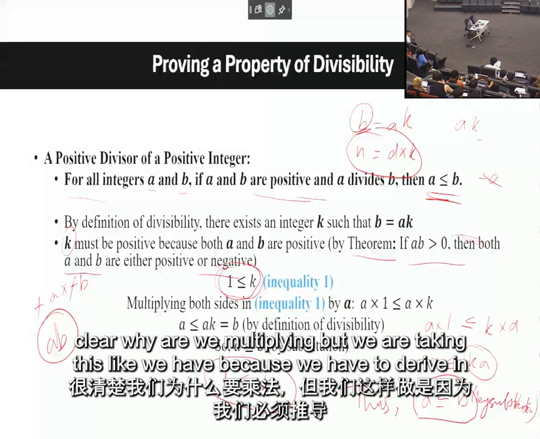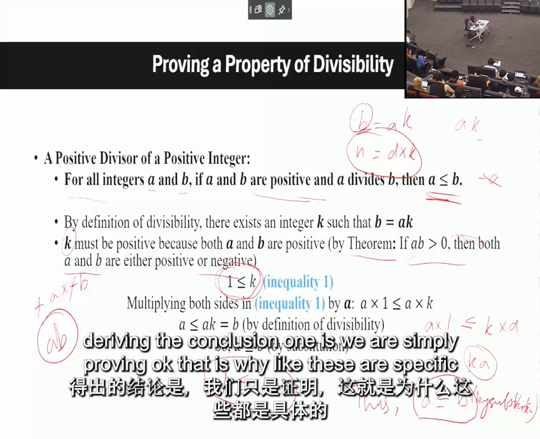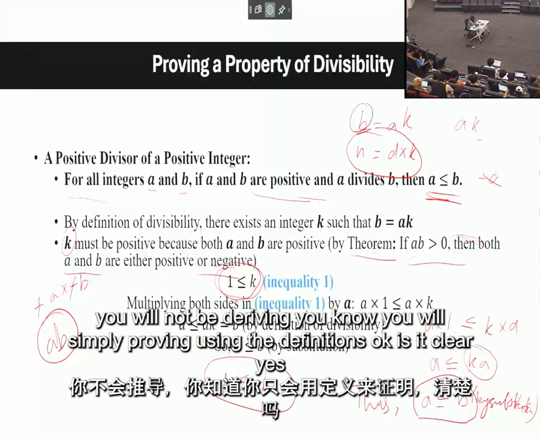Why are we multiplying by a? Because in this particular case, we have to derive. We have two different types of questions. One is where we are deriving the conclusion, and one is where we are simply proving. These are specific cases. We'll have another example in a later topic also. But in your usual tutorial questions, you will not be deriving; you will simply be proving using the definitions.